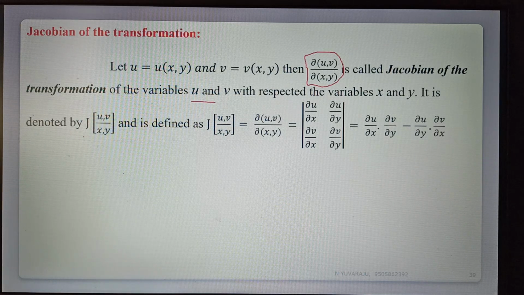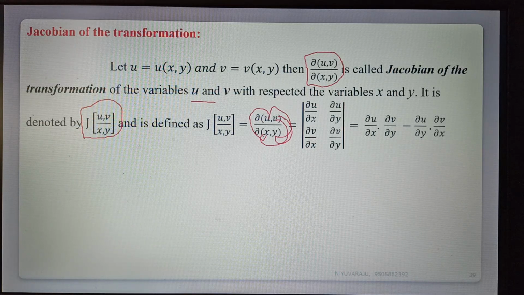It is denoted by J of u comma v by x comma y and is defined as J of u comma v by x comma y equal to dou of u comma v by dou of x comma y, that is a determinant. First we find dou u by dou x, next dou u by dou y, next dou v by dou x and dou v by dou y. All are four values. Now finding the determinant of all these values is called the Jacobian of the transformation.